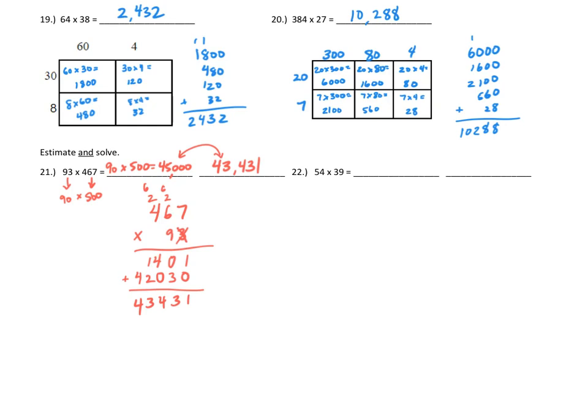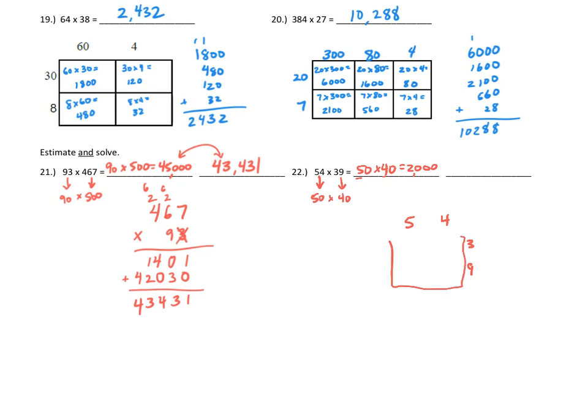On number 22, I'm going to round 54 to 50 and 39 to 40. So my number model is 50 times 40. 5 times 4 is 20 with 2 more 10s. So my estimate is approximately 2,000. I'm going to do this one with lattice multiplication. So I'm going to write my numbers first, 54 and 39.